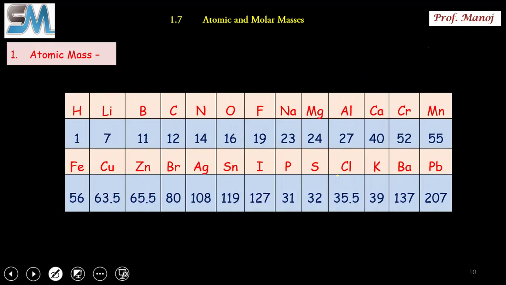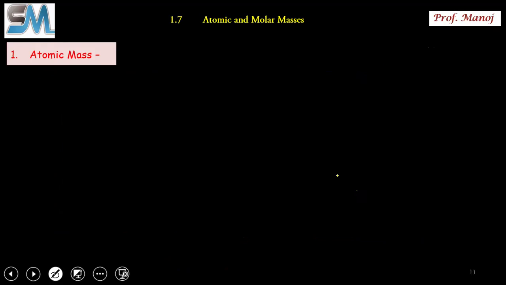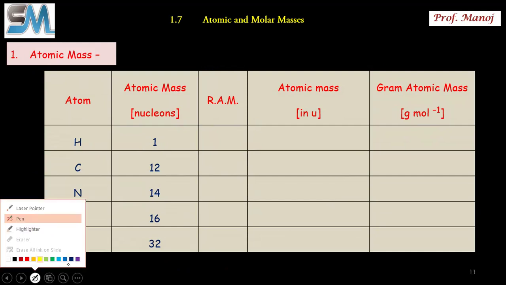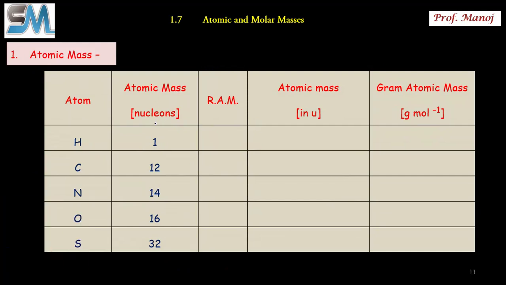These are some of the atomic masses given to you in NCERT. We are going to use them in the problems. So you need not learn everything by heart, but as you practice, you should keep some of the numbers in mind. So let us begin. Here we have been given some elements over here and their atomic mass nucleons is given. So let us fill up the table.